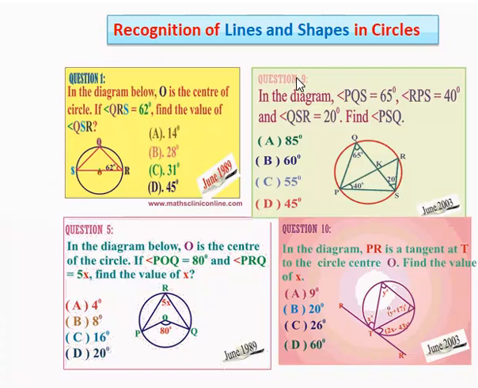Look at question 9. It says, in the diagram, angle PQS is equal to 65 degrees, angle RPS is equal to 40 degrees, angle QSR is equal to 20 degrees. Find angle PSQ. Look at the angle they want you to find: angle PSQ, this small angle here. Are you with me? Yes.